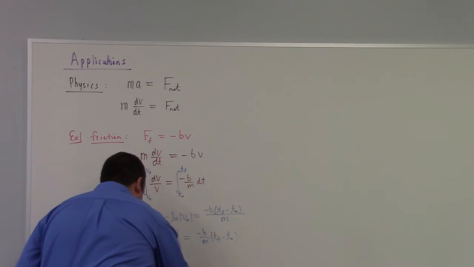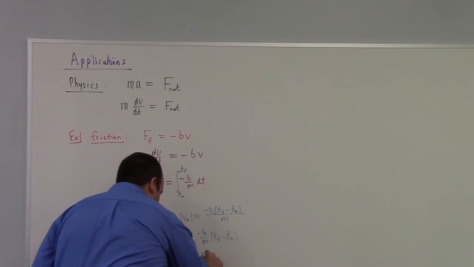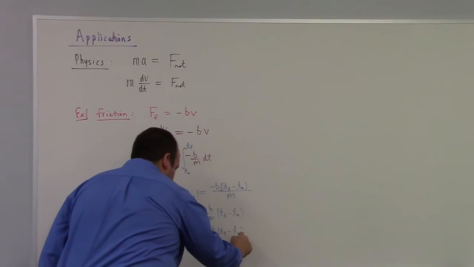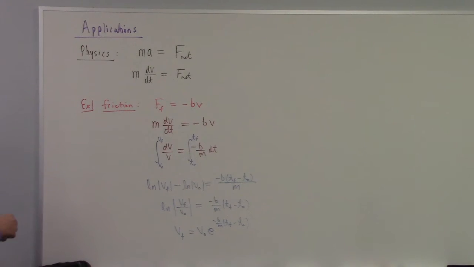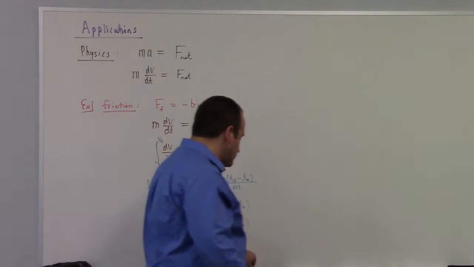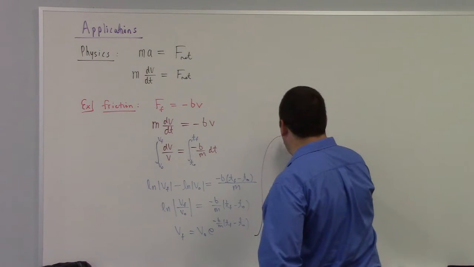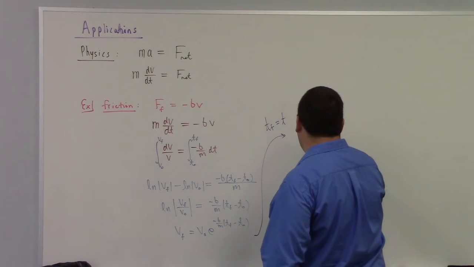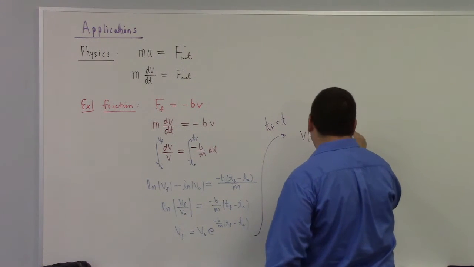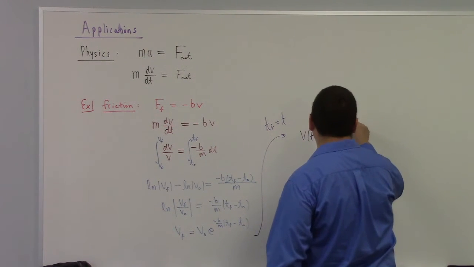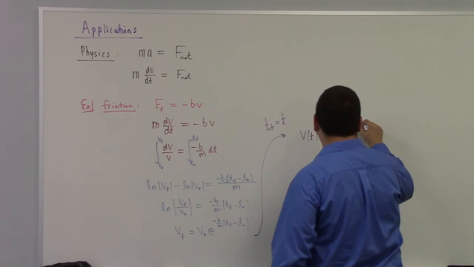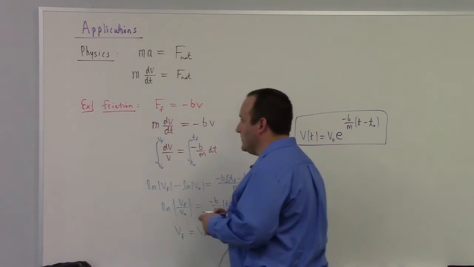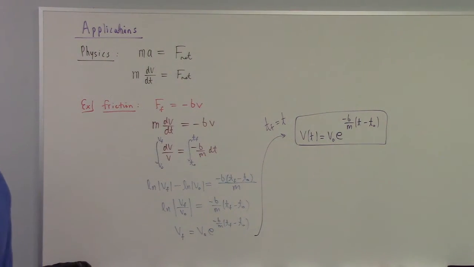So vf basically is going to be equal to v naught e to the minus b over m times the final time minus initial time, by algebra. And then if you want to find the velocity as a function of time here, just set tf equal to t instead of tf, right? And so I have v of t is equal to the initial velocity times e to the minus b over m times (t minus t naught). And there you go. That's the velocity as a function of time for a velocity-dependent friction force, using separation of variables to find it.